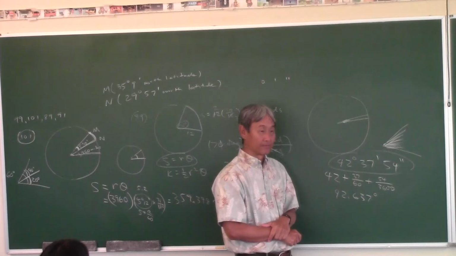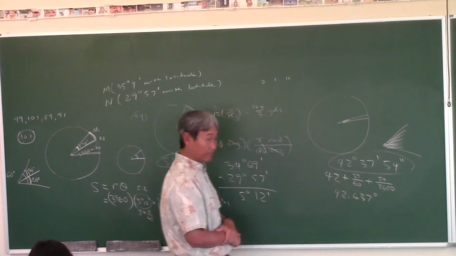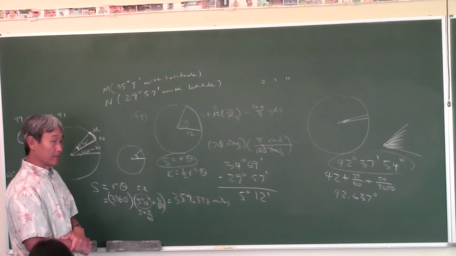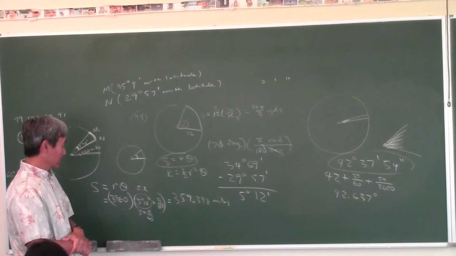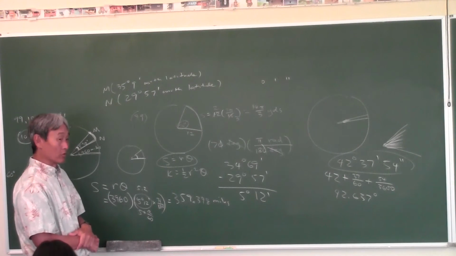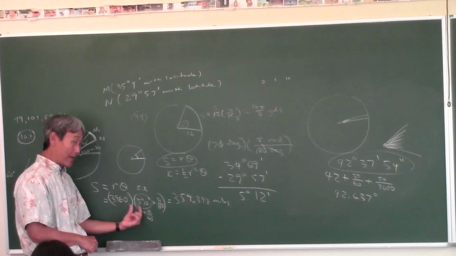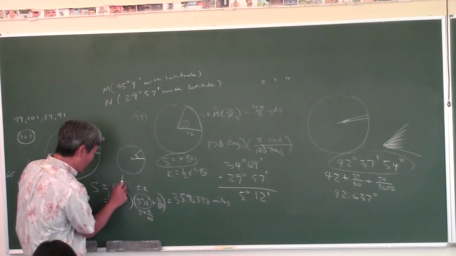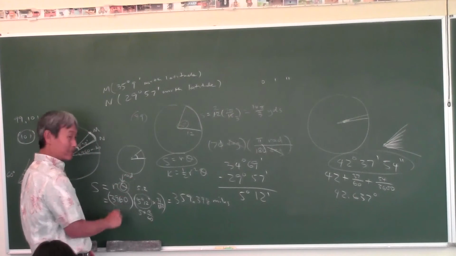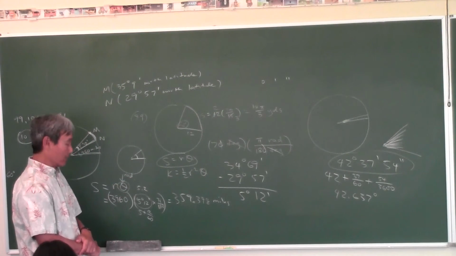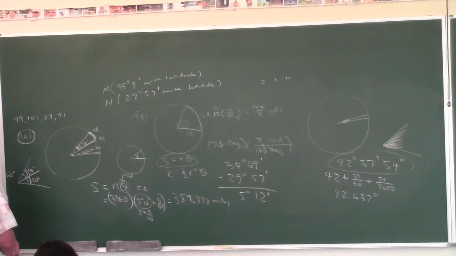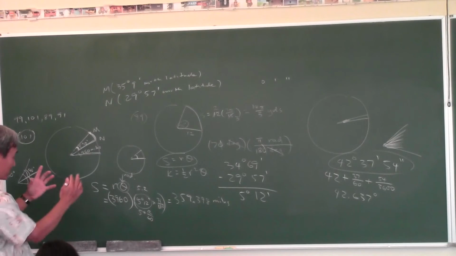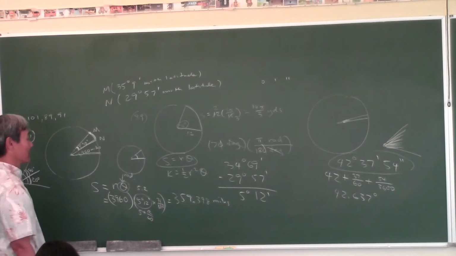You know how you do the pi over 180 thing? Could you change that 180 to minutes if you had to? No. This is just converting the angle to radians, because remember, this angle has to be measured in radians. So that's a totally different thing we're doing. We're just converting it to radians.